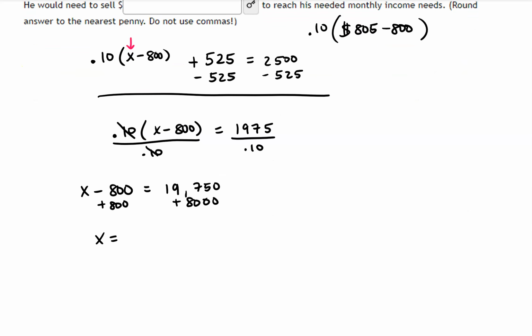So we get X equals $20,550. So this represents the amount of money that the salesperson would need to sell so that they have a monthly income of $2,500.